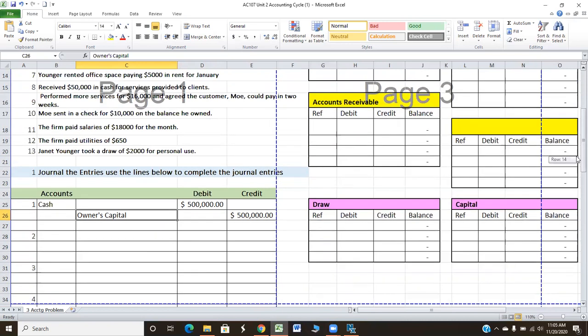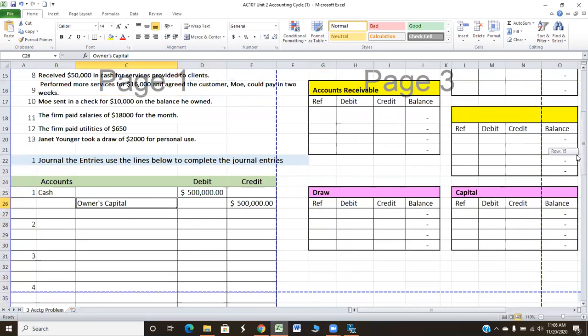Check out that cheat sheet. Check out the video with it. It shows you the little chart of debits and credits, what affects each type of account. Does it increase it or decrease it?